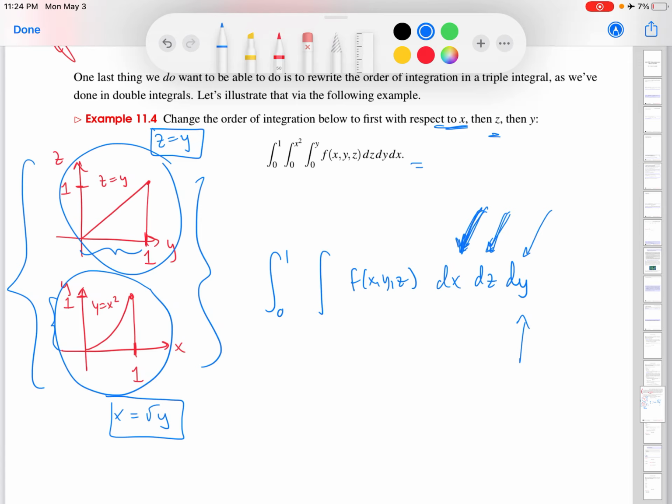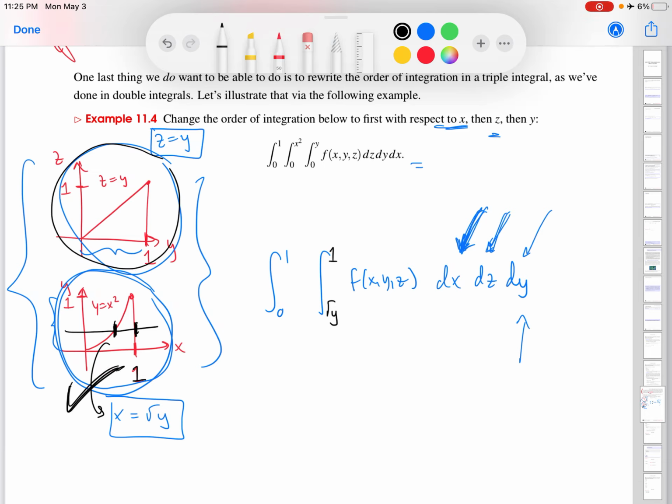So where does x go from? Well, if I look at this picture and I'm thinking about x, that means that I'm drawing a y equals constant line. And x is going from this boundary, the left boundary, to the right boundary. So I'm going from here, which is square root of y, to here, which is 1. So x goes from square root of y to 1. Great, so that integrates out the x, and I've now used this picture.